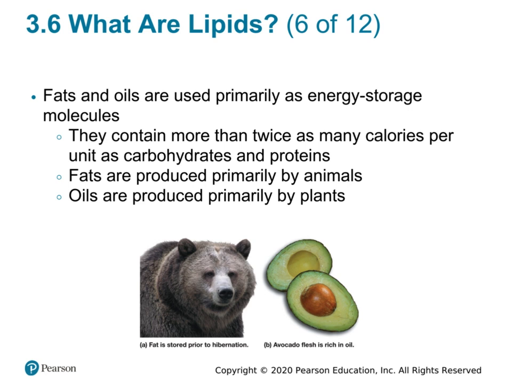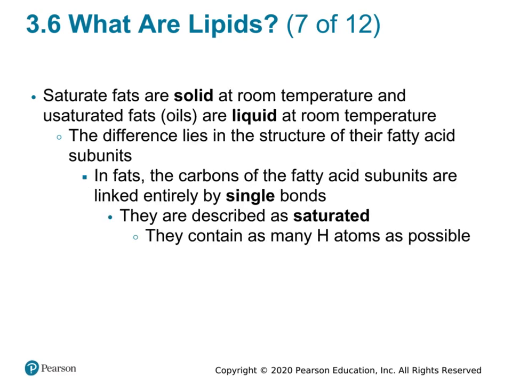Fats and oils are used primarily as energy storage molecules. They contain twice as many calories per unit as carbohydrates or proteins. Fats we find mainly produced by animals, and oils mainly produced by plants. So let's talk about the different types of fats. We have saturated fats and unsaturated fats. Saturated fats tend to be solid at room temperature, whereas unsaturated fats tend to be liquid at room temperature.